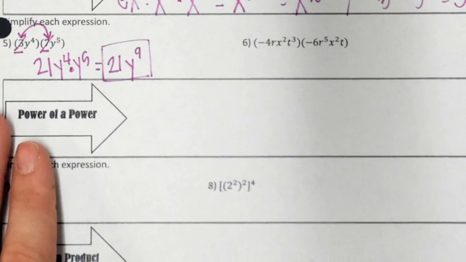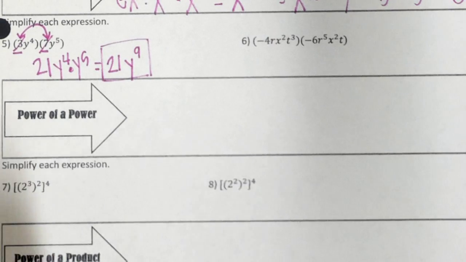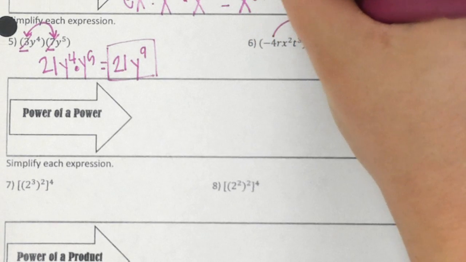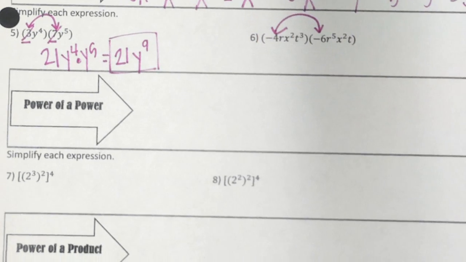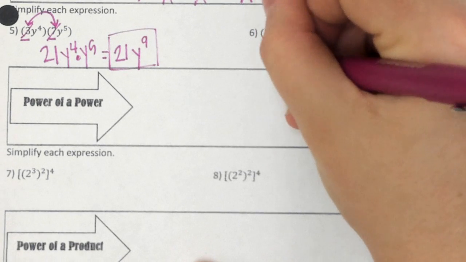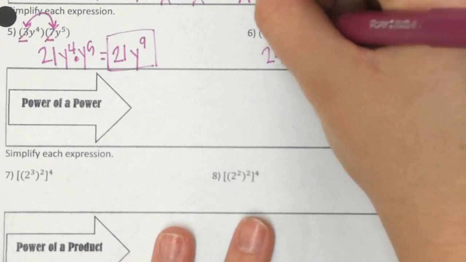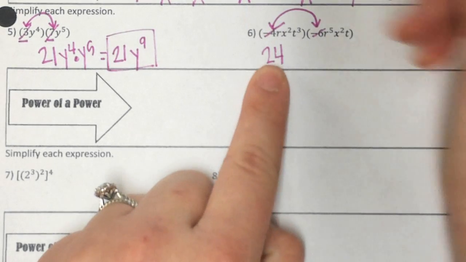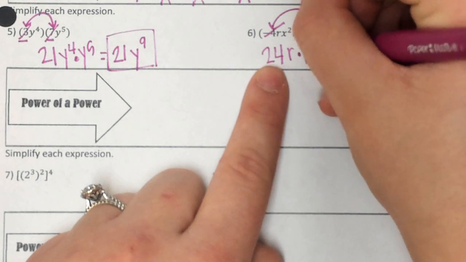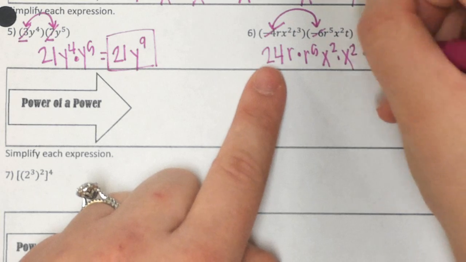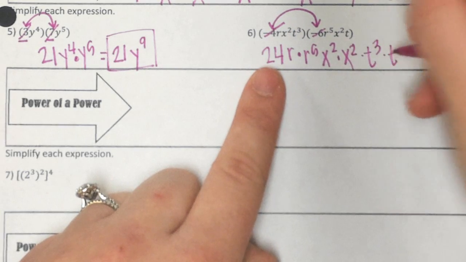Okay, try the next one. What are you going to take care of first? The ones that have the constants, right? Constants are just real numbers. -4 times -6. Good. I'm going to bring down everything so you can see it. So I have 24. I have r times r to the 5th, x to the 2nd times x to the 2nd, t to the 3rd times t.